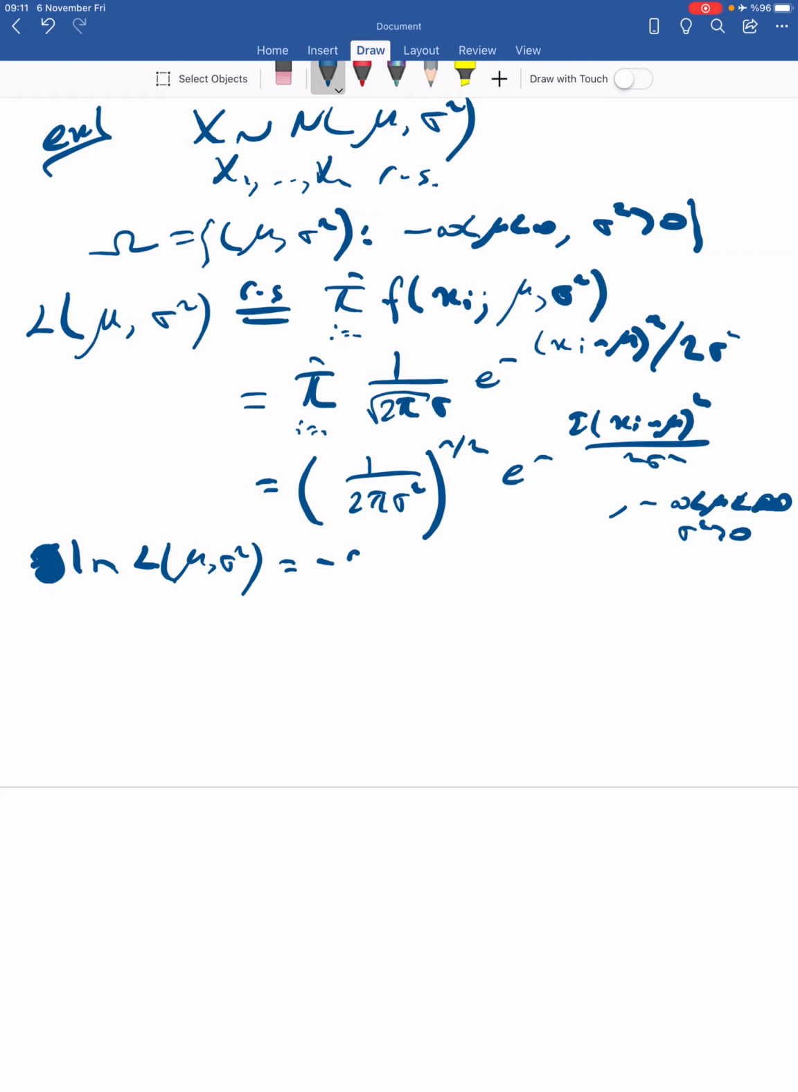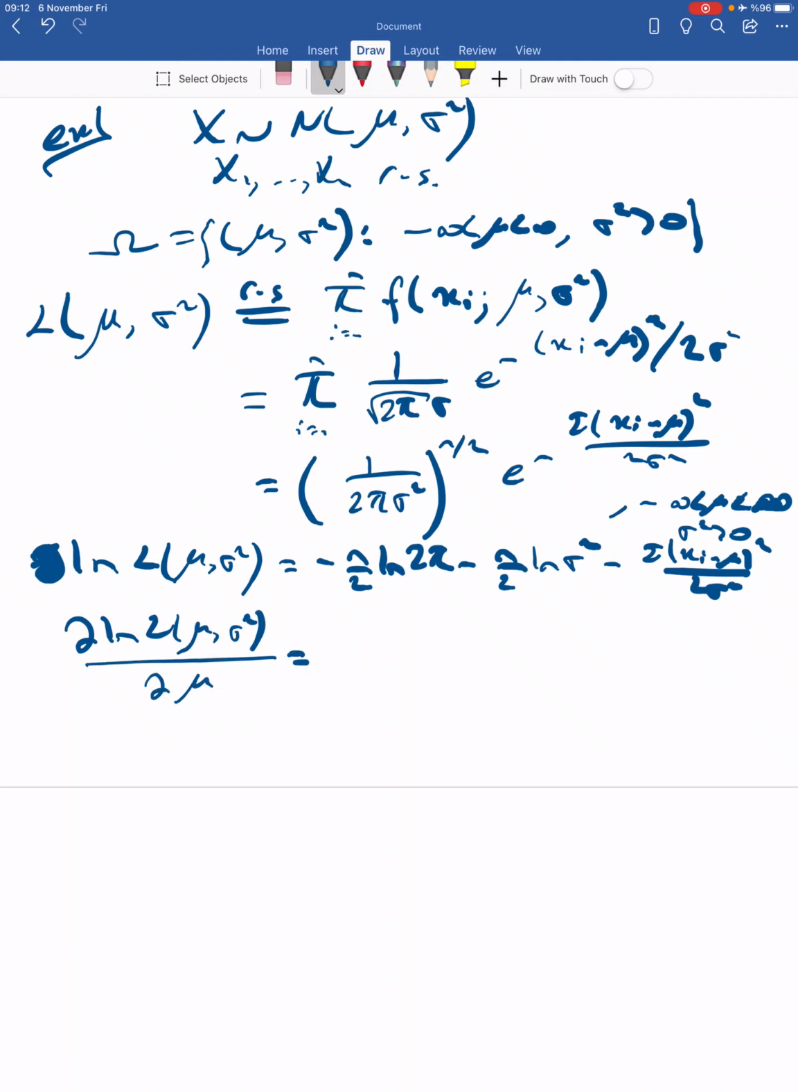Okay, so we have minus n over 2 ln(2 pi), minus n over 2 ln sigma square. So keep sigma square as sigma square because our variance is sigma square. We want to find the estimate of sigma square, so think of sigma square as a single term, for example, not a squared term. Then minus summation (xi minus mu) whole square divided by 2 sigma square.